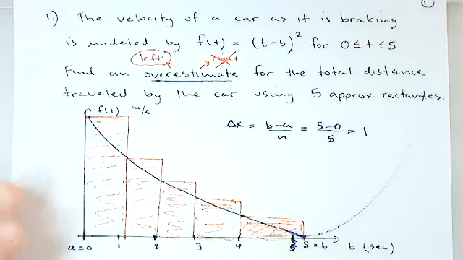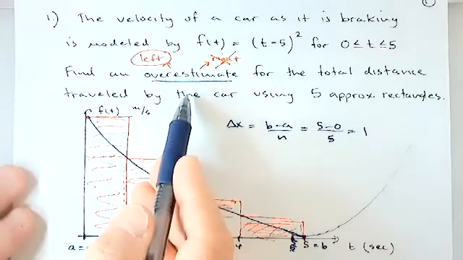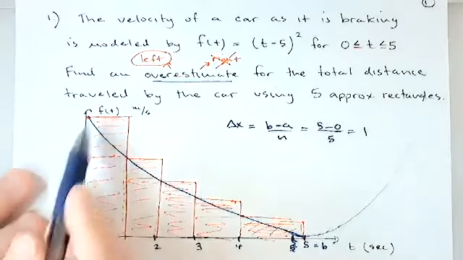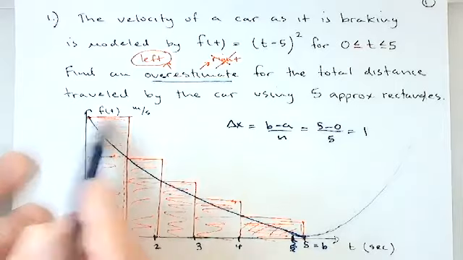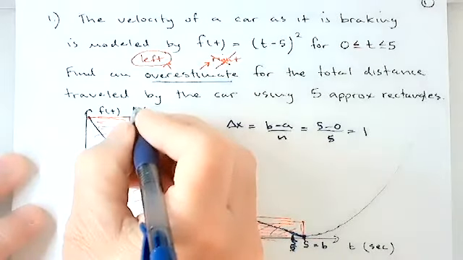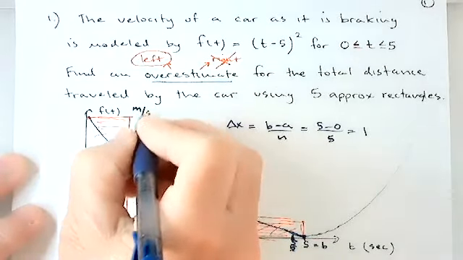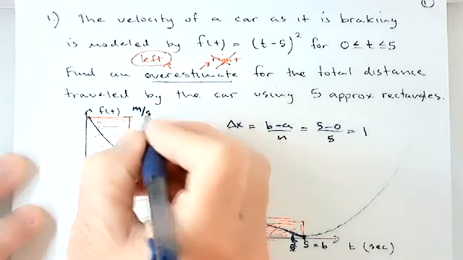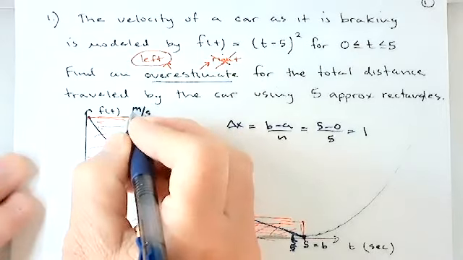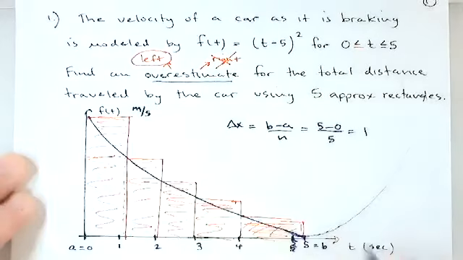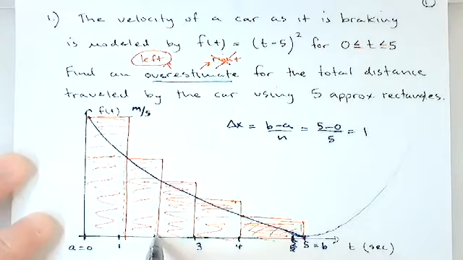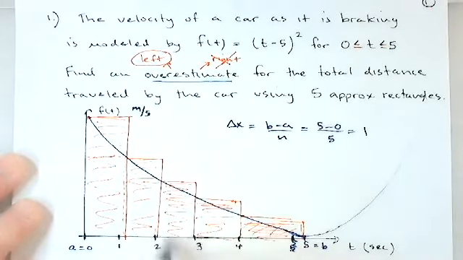Now, let's talk about what we're actually finding here. We were told that the function itself gives the velocity of the car. So I didn't give units, but let's just decide on them here. Let's say velocity is in meters per second. Those would be my units for velocity. That's the Y value. And my unit for time would be in seconds. So just take one of these rectangles. What is the area of one of these rectangles?